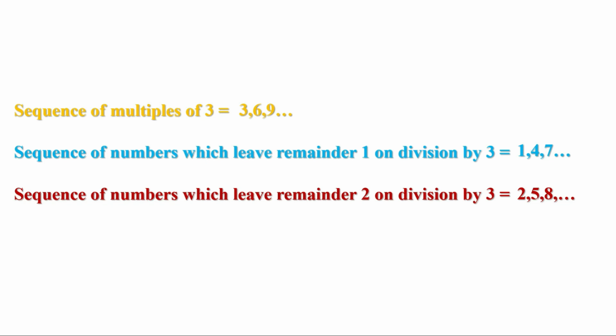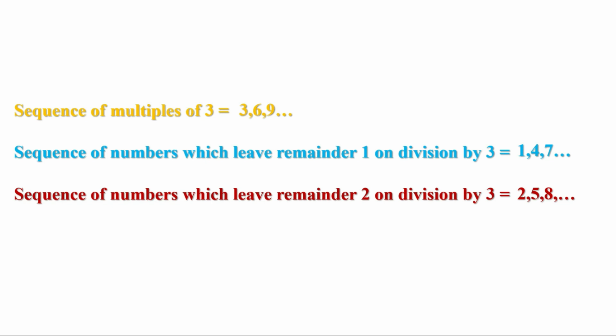Now let me give you an assignment. You take the number 4. How many sequences can be made from natural numbers in this way using 4? The multiples of 4, or the numbers which leave a remainder 0 on division by 4, and then the numbers which leave a remainder 1 on division by 4, then those which leave a remainder 2 on division by 4, and the numbers which leave a remainder 3 on division by 4. So write all these 4 sequences and find out the common difference and check whether they are the same or different.